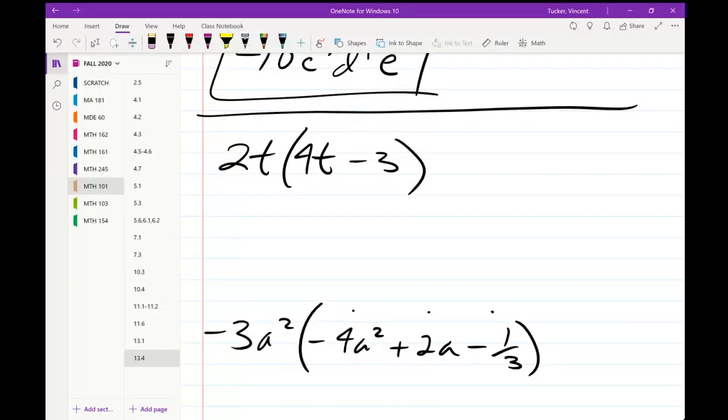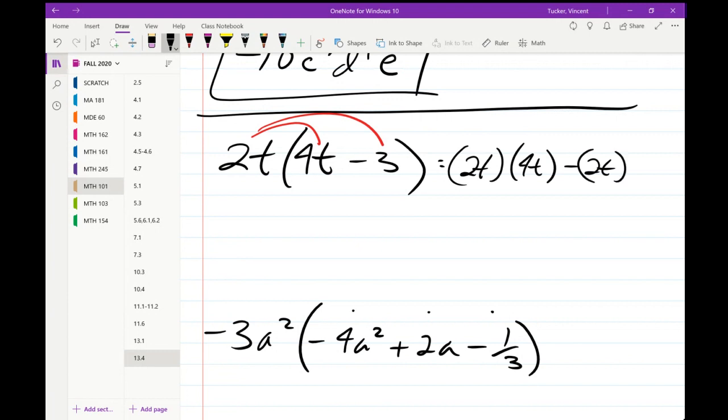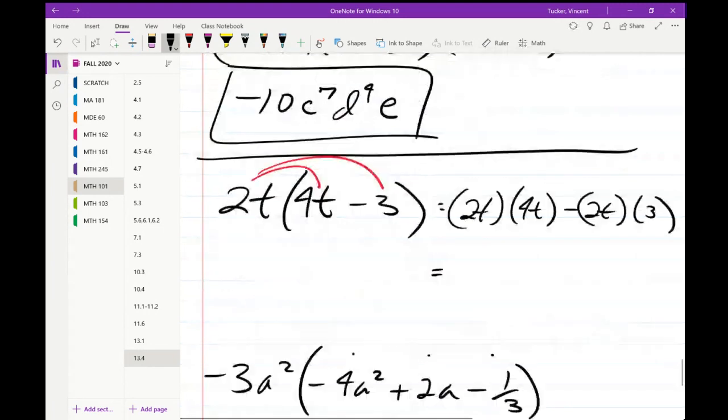But all you would do is distribute, just like you would if you didn't have those variables there. Same principles hold true. So I'm going to write down what's actually happening. Of course, we don't want to have to write down every single step like this every single time. But that 2t times 4t is what's happening in the first term, and then 2t times 3 is what's going on in the second term.